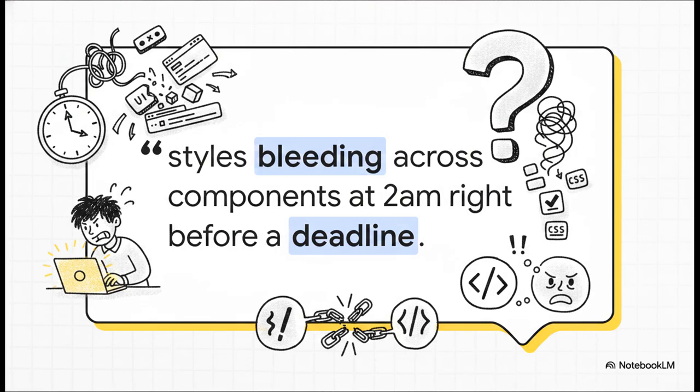But look, we have to be fair here and acknowledge why people ran away from CSS in the first place. It comes down to styles bleeding across components at 2 a.m. right before a deadline. The absolute soul-crushing PTSD of specificity wars. Oh man, the 2 a.m. panic. You change the color of a button in the footer, and somehow, for some reason, the entire navigation bar collapses. One class overriding another in ways no human could logically explain.